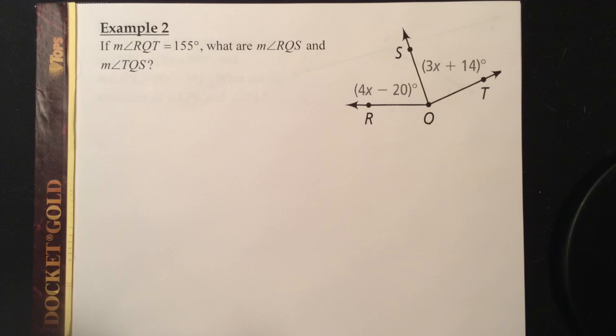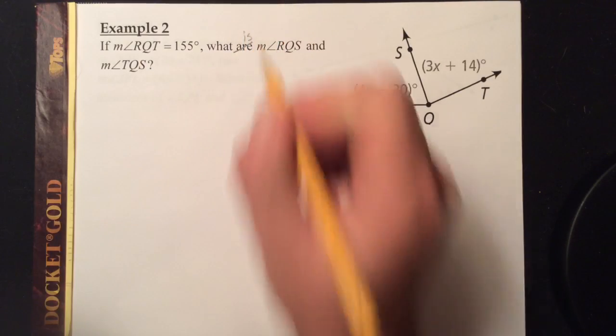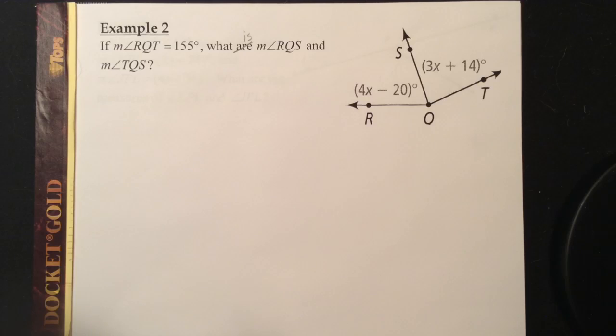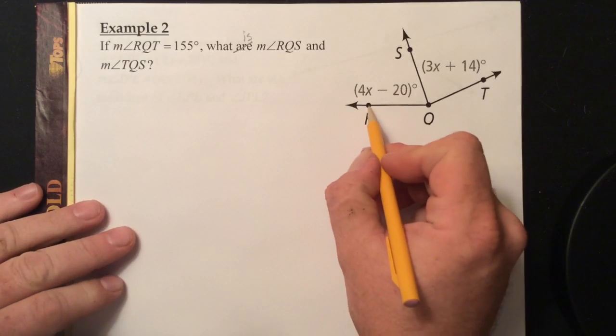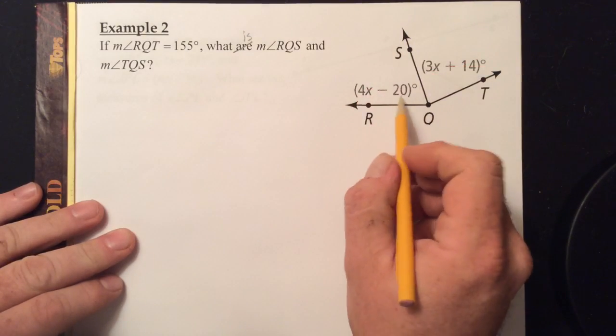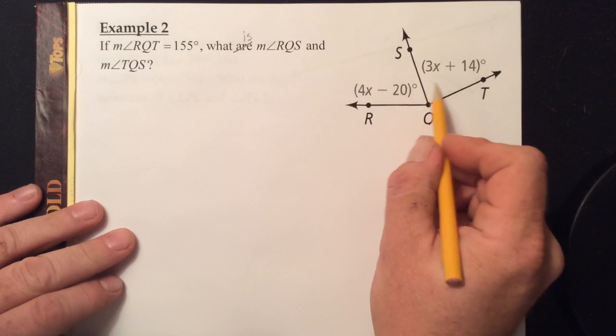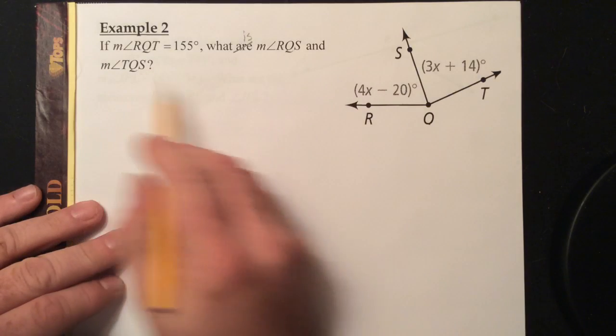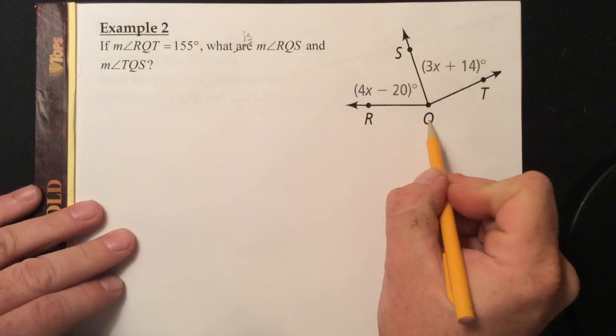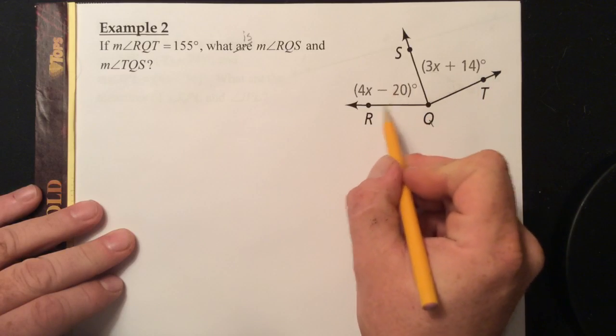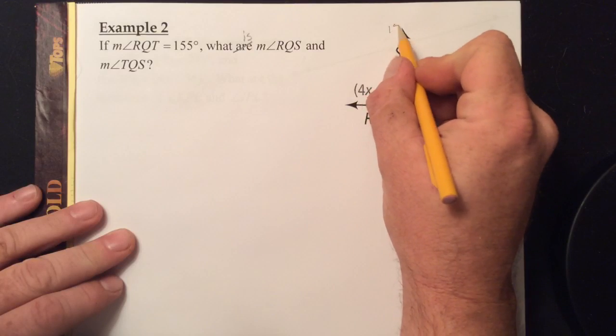Example 2. If the measure of angle RQT is 155 degrees, what is the measure of angle RQS and the measure of angle TQS? Okay, well this time we have two adjacent angles, but a little bit different now. We have algebraic expressions that represent these measures here and here. We're also given that the measure of angle RQT, this whole big angle here, is 155 degrees.